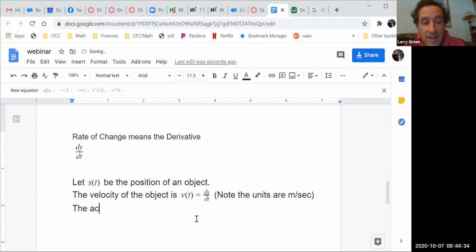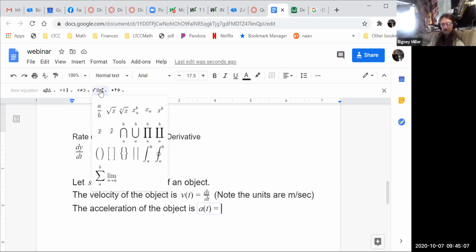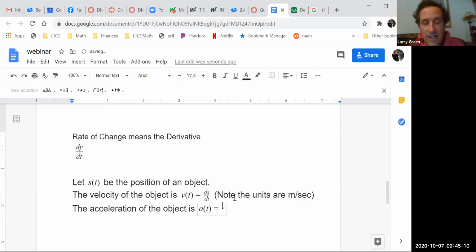Okay, the acceleration of the object is, so first thing, the good thing is math and physics people are pretty boring. Velocity is v because velocity starts with a v. Acceleration, they usually use a because acceleration starts with an a. Very easy to remember. A of t equals, now what is the acceleration? Do you remember? Second derivative? Exactly, the second derivative. Now, in Leibniz notation, that's d squared s over dt squared. Any questions on that?